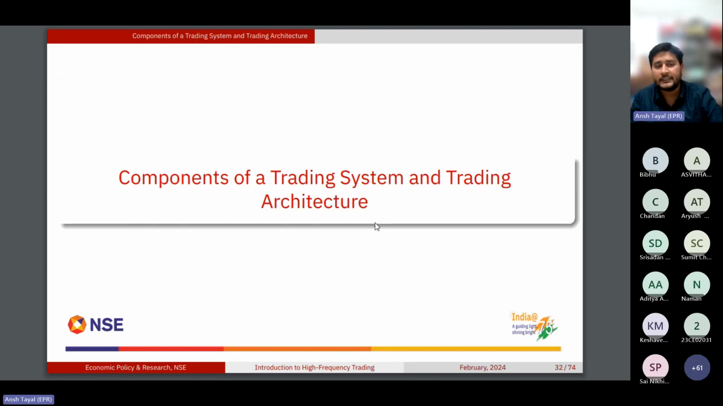Now coming to the third section, which will be components of a trading system. What is a trading system built of and what is the trading architecture? So any questions before that?